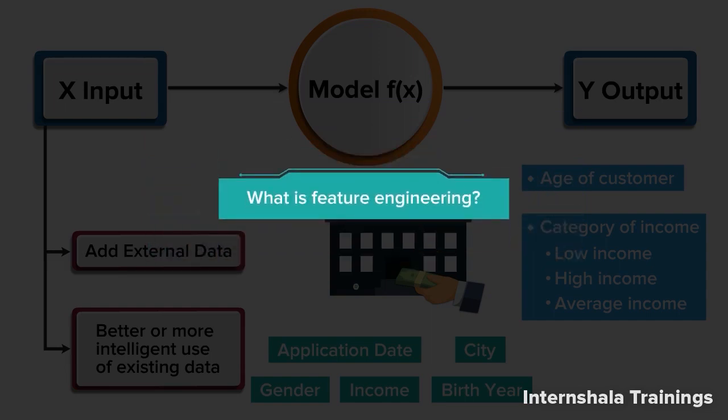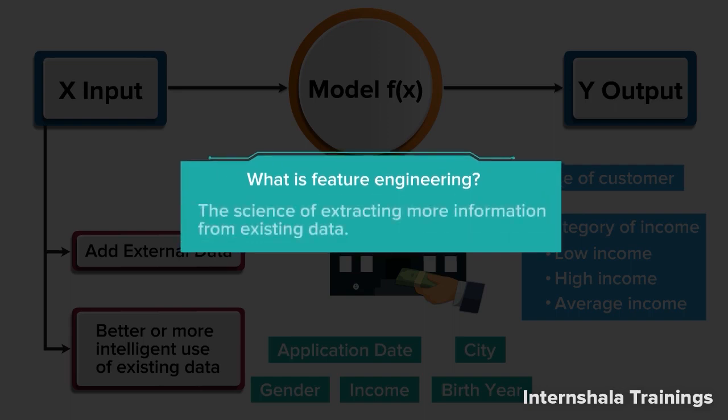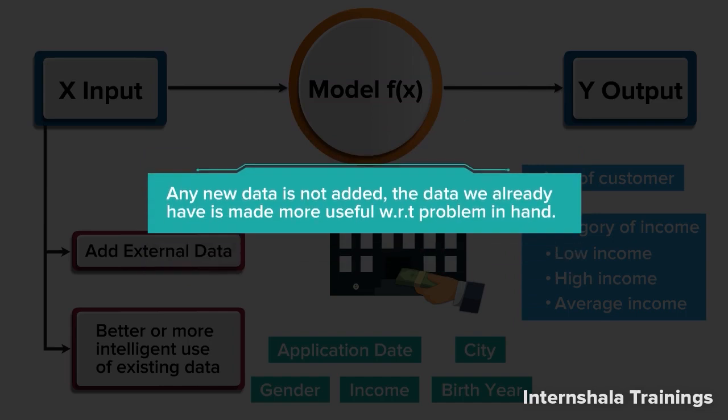Now that you have got an idea, let us now put a formal definition to feature engineering. Feature engineering is the science of extracting more information from existing data. You do not have any new data here, but you actually make the data you already have more useful with respect to the problem in hand. Note that we said that with respect to the problem in hand. So having fair knowledge of the domain will always help you to build better features. So we would recommend you understand the problem statement and the domain well, as this will help you build better and relevant features.